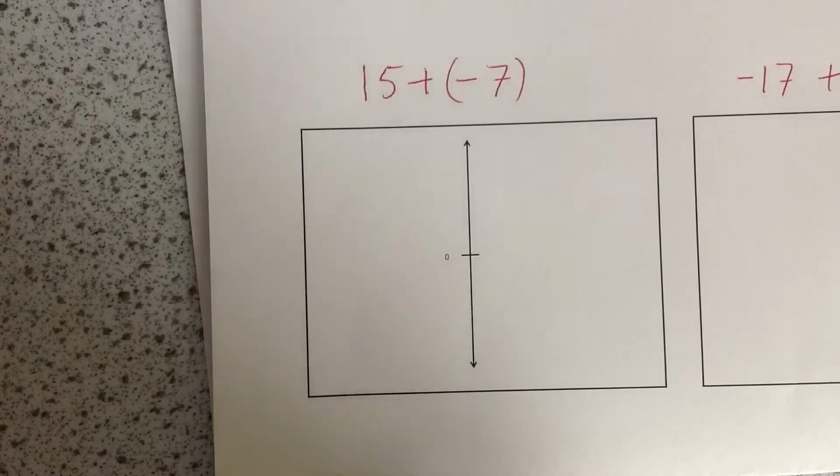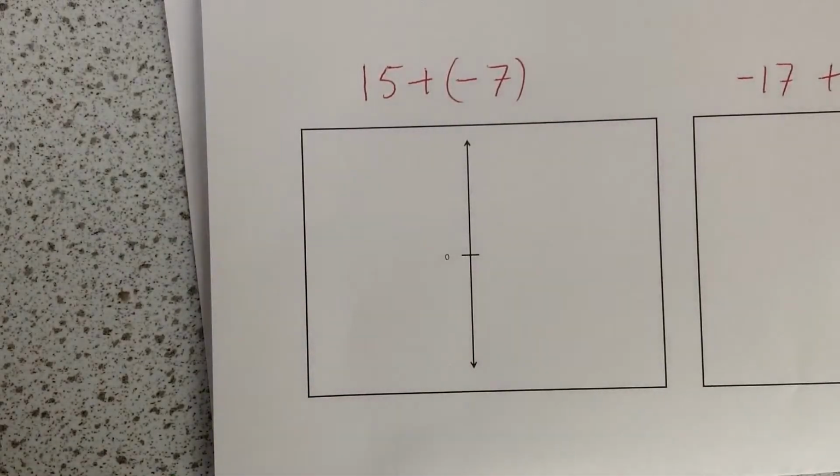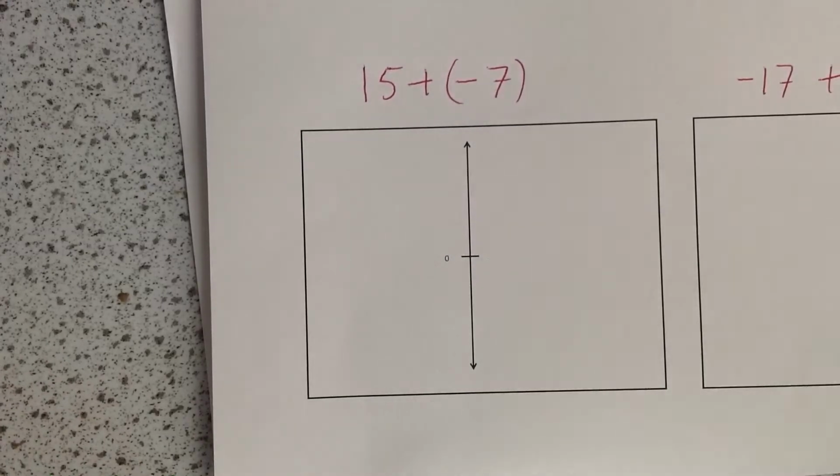I want to start today with a little tutorial about how to add and subtract negative numbers. So I've got here a first question, 15 plus negative 7, and I've also printed a vertical number line. Now I think a vertical number line is a very useful tool when dealing with adding and subtracting negative numbers. And the first thing I would do when using one of these is to mark on the starting point.